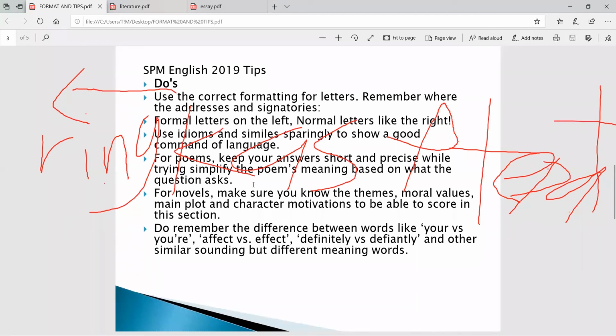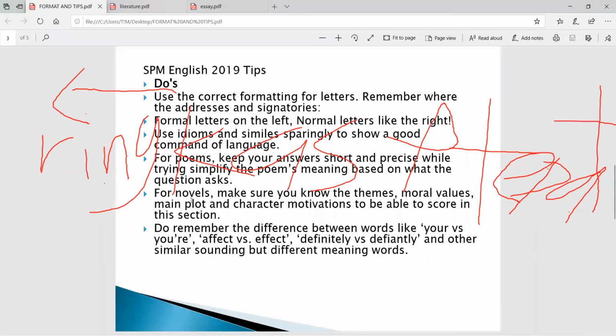All right. So for poems, it's not very difficult. You just have to understand the meaning line by line, and then maybe go through a few themes, moral values, and all that. Once you master the whole content of the poem, it shouldn't be a problem for you at all.